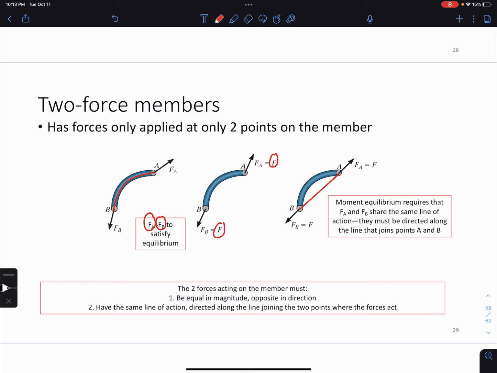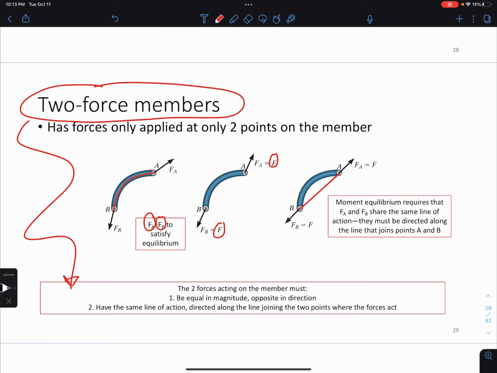Basically, to be classified as a two-force member, we have these two requirements. One, they have to be equal in magnitude and opposite in direction, and they have to lie on the same line of action, directed along the line joining the 2 points. If these hold true, then the member is a two-force member.